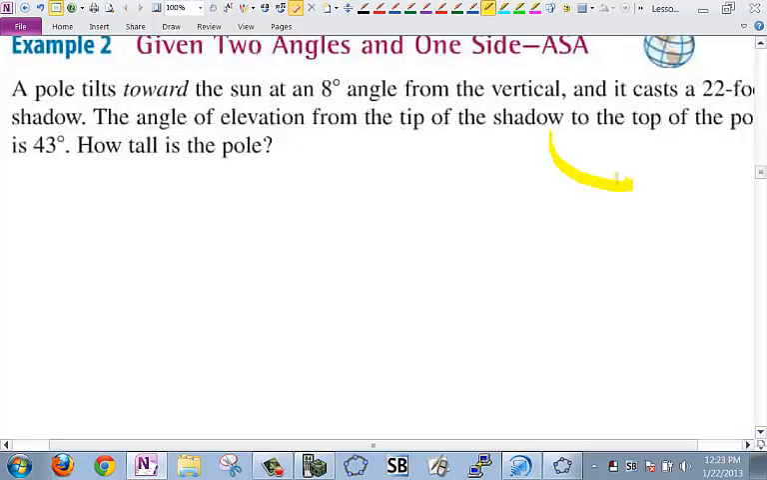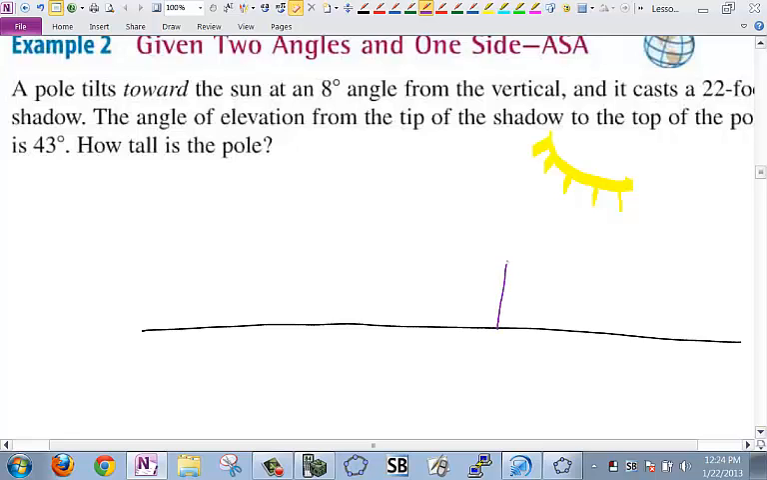First thing I would do is draw the sun. Okay. Here comes the sun. Because shadows go forward in the direction of the sun. Right. Here's the ground. Here's my pole. It's angled towards the sun.